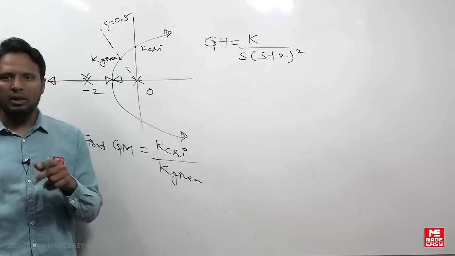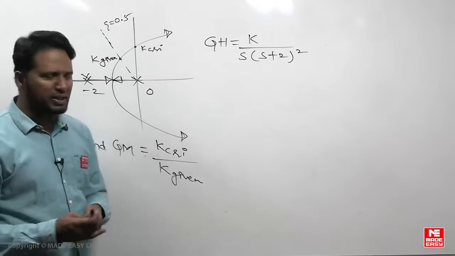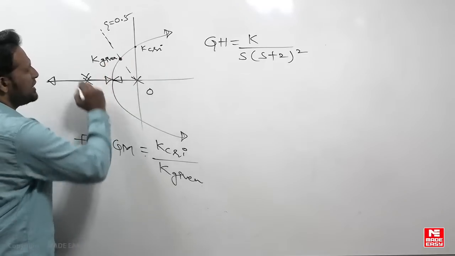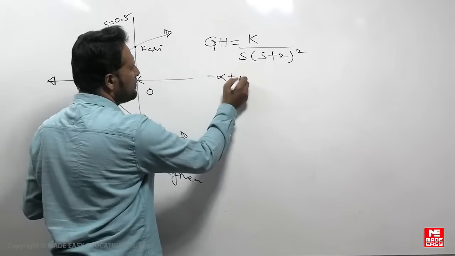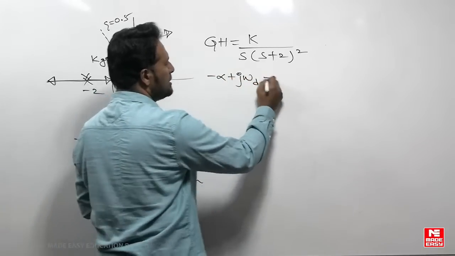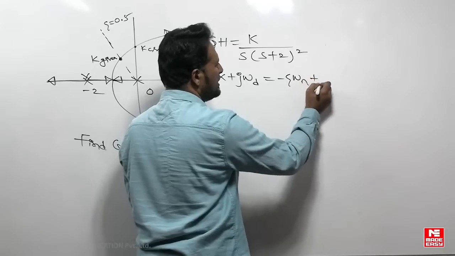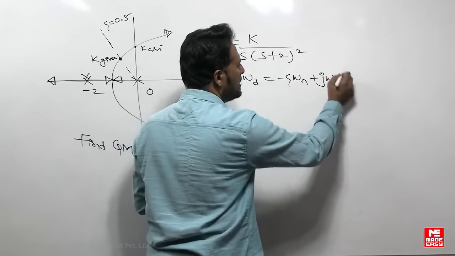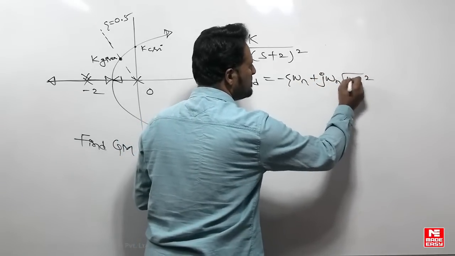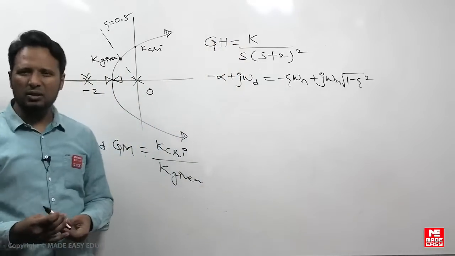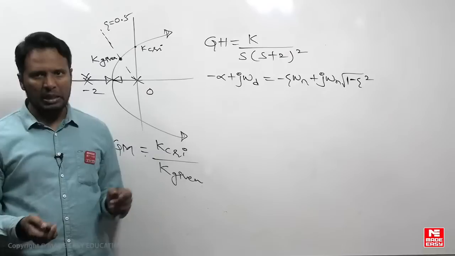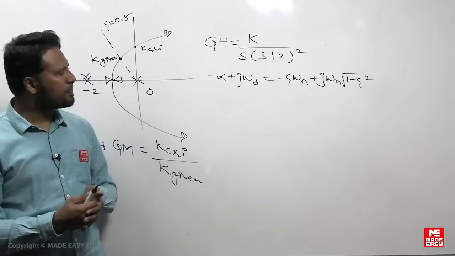Two ways. What is the first way? The root locus way. See, this point has coordinates minus alpha plus j omega d, that is minus zeta omega n plus j omega n root 1 minus zeta square. We know zeta, but we don't know omega n.